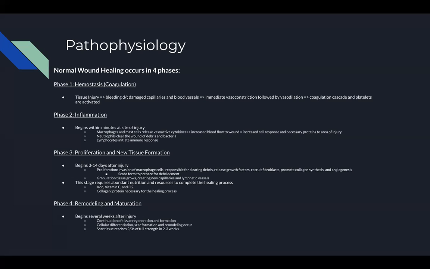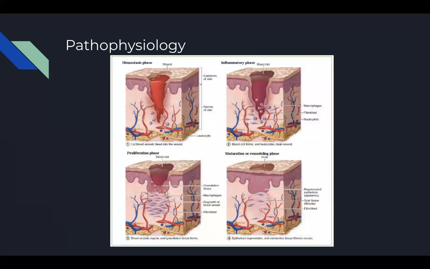In angiogenesis, which is the formation of new vessels, we have nutritional supplements that are important: iron, vitamin C, and oxygen. Phase 4, we have remodeling and maturation, which begins several weeks after the injury. Scar tissue reaches two thirds of its full strength in 2 to 3 weeks. Collagen synthesis takes place, and tissue regeneration and formation eventually occur during this phase, healing the wound. If we look at the next slide, we see a visual of the four phases: hemostasis, inflammation, proliferation, and maturation.